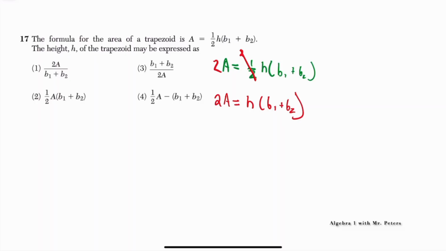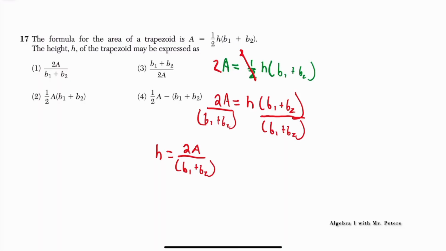Now remember, we want to get h by itself. So right now we're multiplying or distributing h to what's inside the parentheses. So working backwards, we're just going to divide by what's inside of the parentheses. So when we think about this, our final answer should be h is equal to 2 times a, all divided by b1 plus b2. So that means when we look at our answer choices, answer choice number 1 is going to be the correct representation when we rearrange this formula and solve for h.